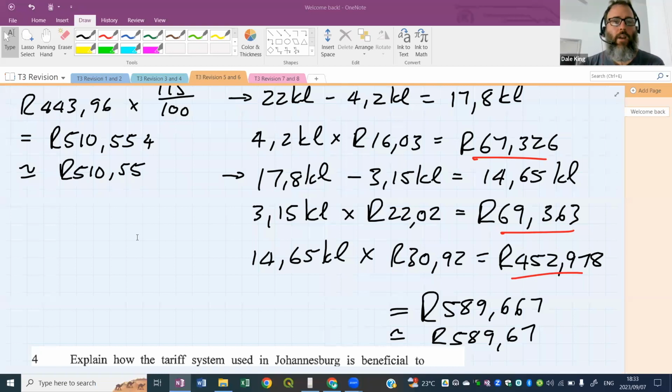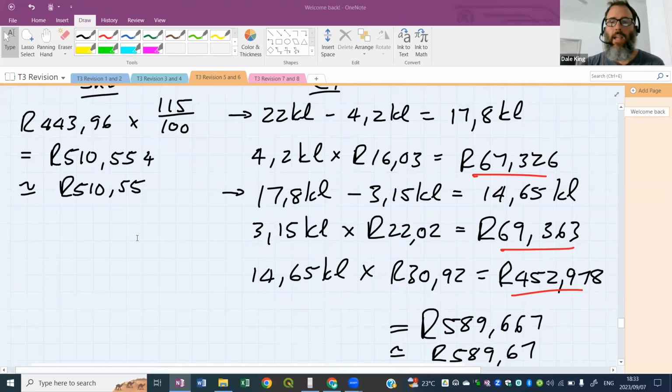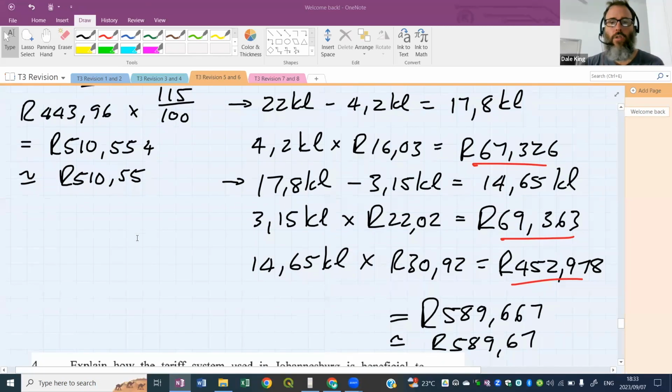Thank you. Okay, now, do we need to worry about VAT? Well, Joburg, we added the VAT in. Cape Town is already VAT inclusive. So these are the two values that we have.